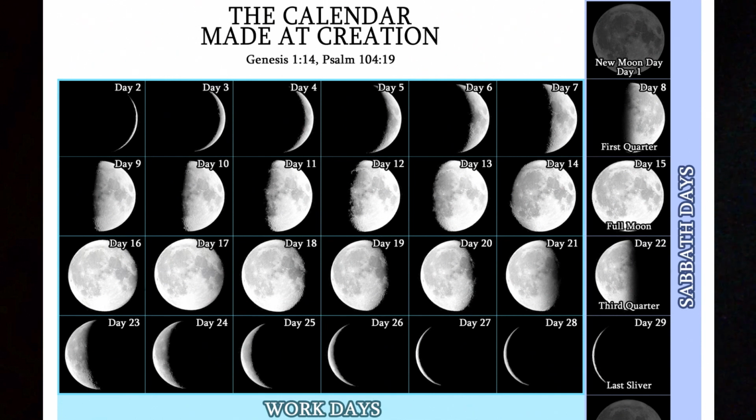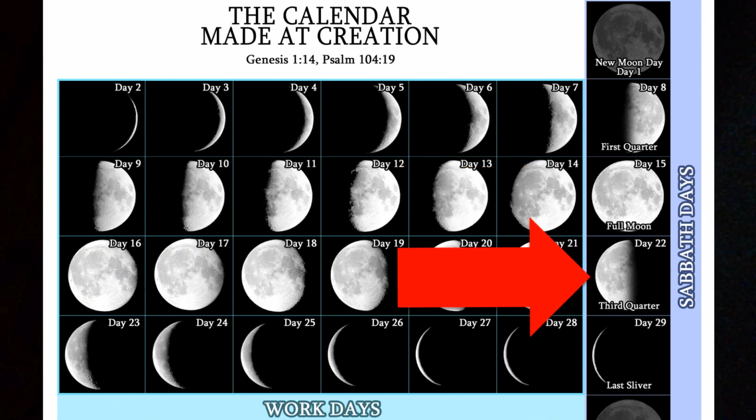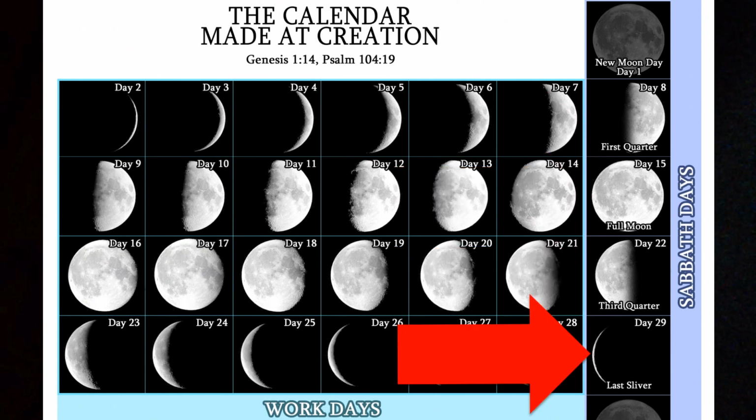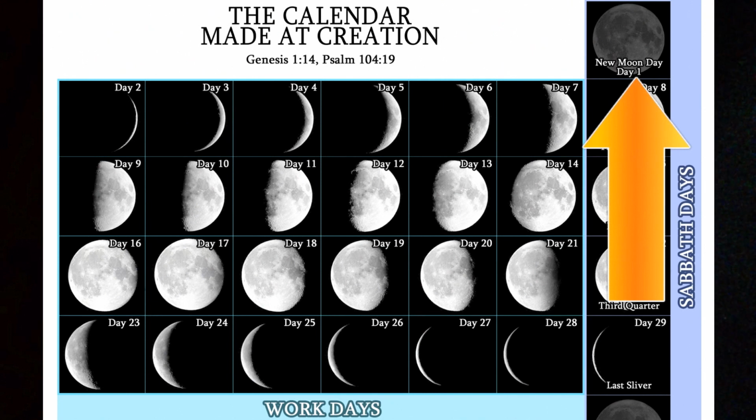There are 4 Sabbaths in a month. 4 Sabbaths. The 8th, the 15th, the 22nd, and the 29th. These are 4 Sabbaths in every month. There's always 4 Sabbaths. There's always 29 days in every month. And the new moon day begins the month.